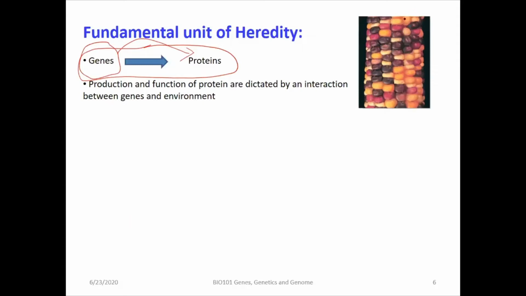Already you can see on this slide there's a corn cob, and you see seeds, kernels, of different color. Now remember, genes can exist in multiple different forms. And different forms of genes are called alleles. This is a very important concept. Alternate forms of a gene are called an allele.